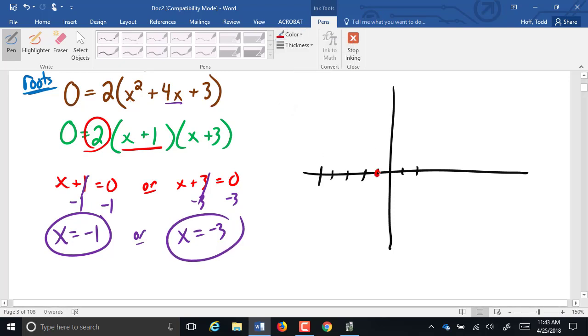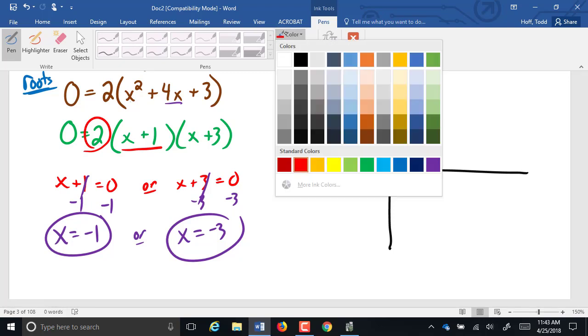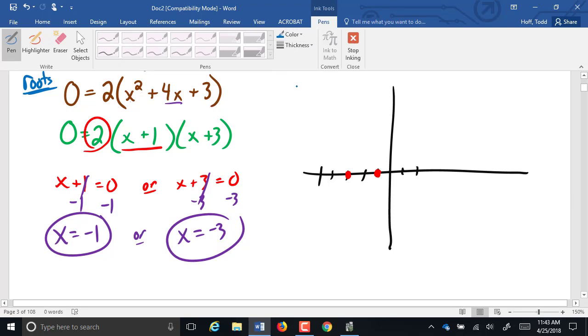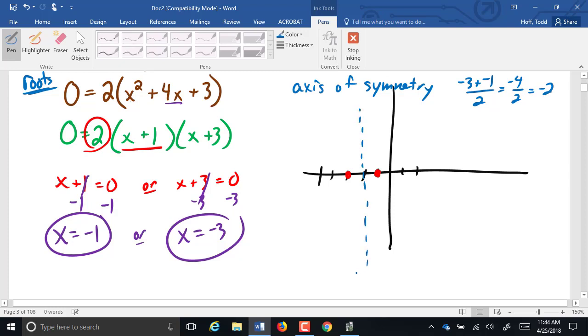So I've got negative 1 and negative 3. Now we can see where the axis of symmetry has to be, but let's go ahead and solve for it anyway. Our axis is at the average of those roots. So it's going to be negative 3 plus negative 1 divided by 2. Negative 3 plus negative 1 is negative 4 divided by 2 is negative 2, which, like I said, we could have just looked at those roots and saw that negative 2 is what's right in between them.